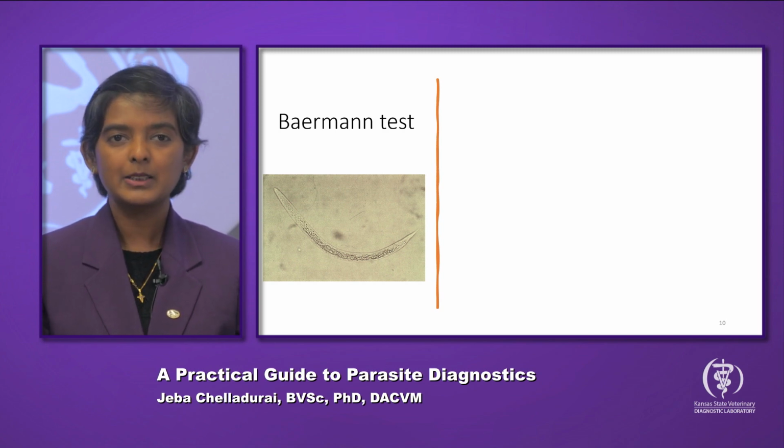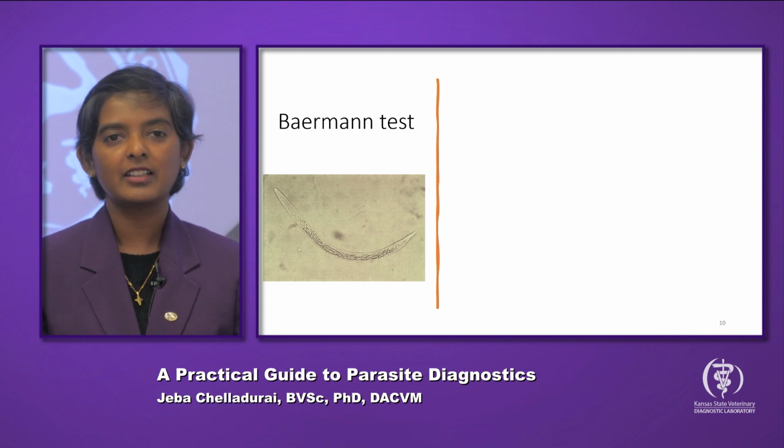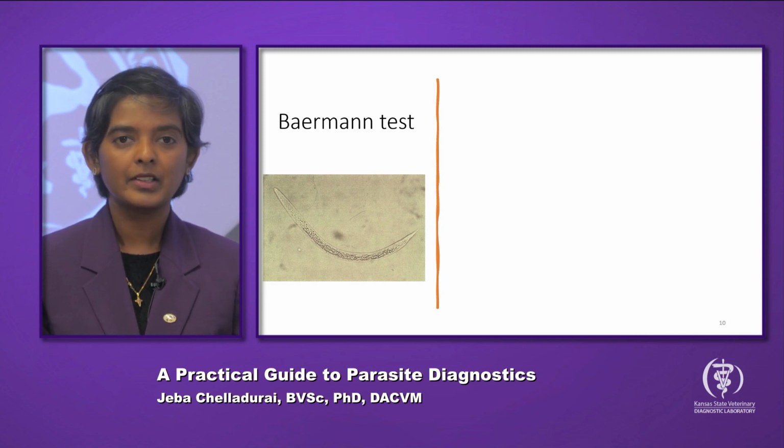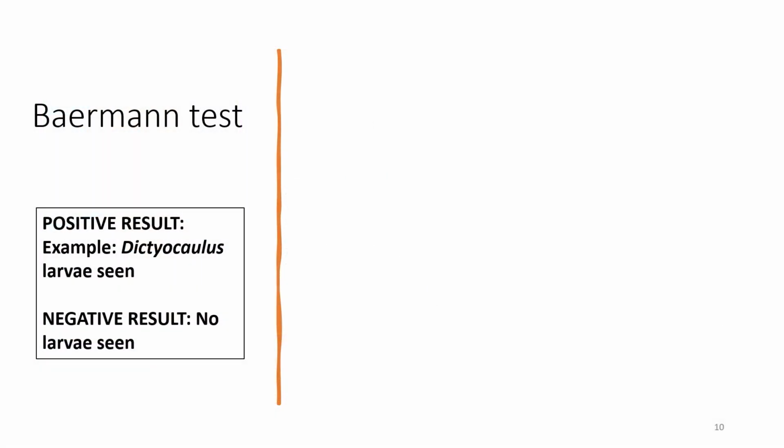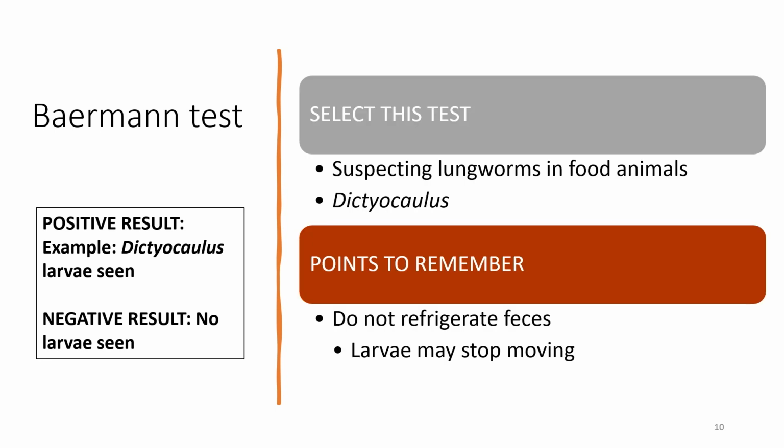And so we set up this Baermann test, and the larvae that are present in the feces move out of the fecal pad into the water, and we look at the water later on after 8 hours to look for the larvae. Now results may look like this. Dictyocaulus is the cattle lungworm, and if we see the larvae, we might say Dictyocaulus larvae seen. Often we see free living larvae, and so in that case you might see no larvae seen, as in no parasitic larvae seen, but in the comments we would say free living larvae were seen.